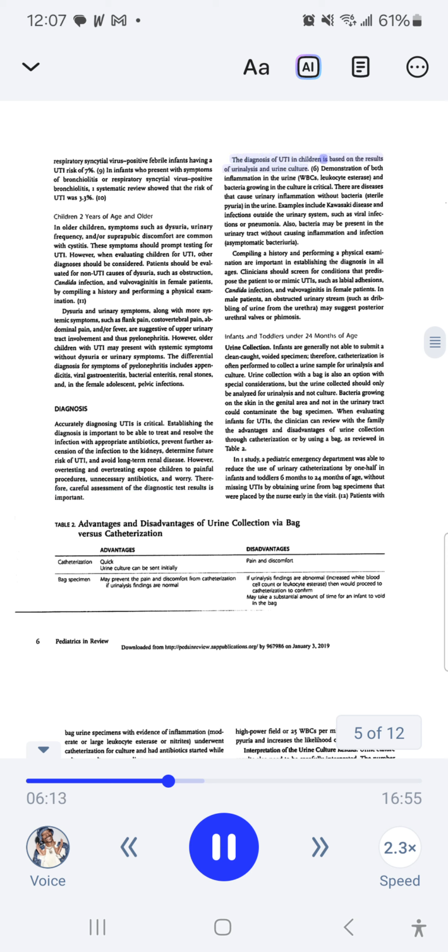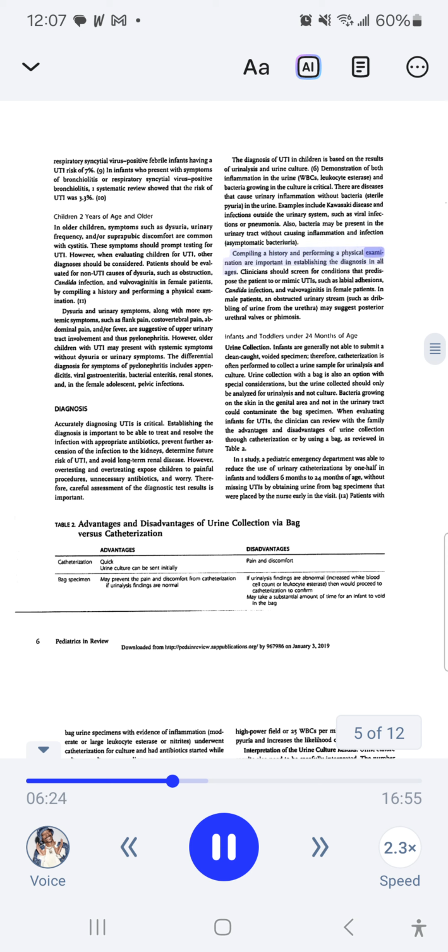The diagnosis of UTI in children is based on the results of urinalysis and urine culture. Demonstration of both inflammation in the urine (WBCs, leukocyte esterase) and bacteria growing in the culture is critical. There are diseases that cause urinary inflammation without bacteria, sterile pyuria in the urine. Examples include Kawasaki disease and infections outside the urinary system, such as viral infections or pneumonia. Also, bacteria may be present in the urinary tract without causing inflammation and infection, asymptomatic bacteriuria.